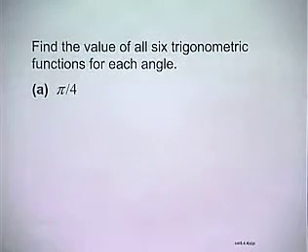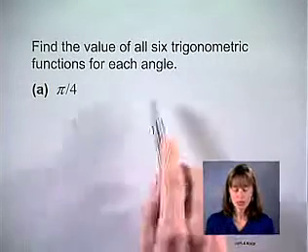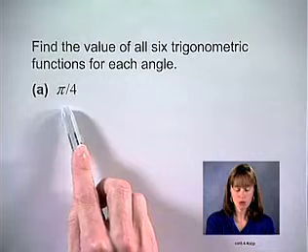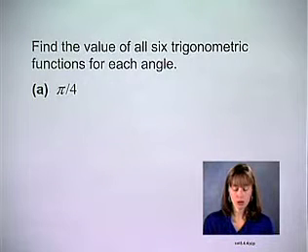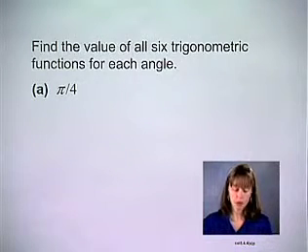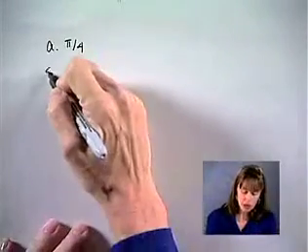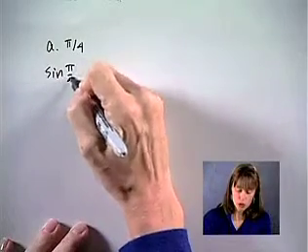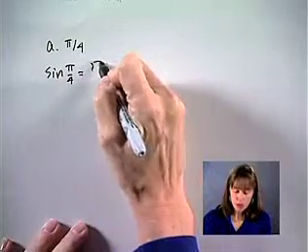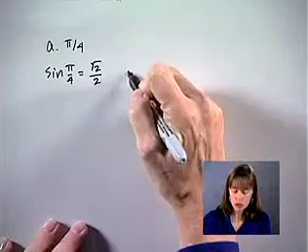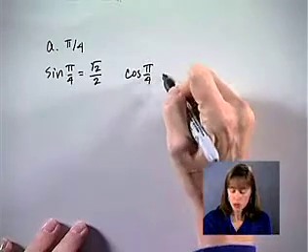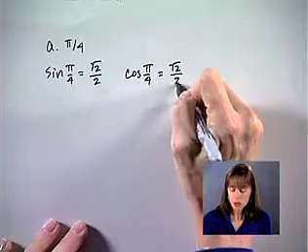Let's use these identities that we've derived from the definitions to find some values. First, we want to find the value of all 6 trigonometric functions for each angle, and I only have one angle written here at the moment. We want to find the value of all 6 trig functions of pi over 4. Let's write down the sine and cosine of that, which you should already know. The sine of pi over 4 is the square root of 2 over 2, and the cosine of pi over 4 is the square root of 2 over 2.